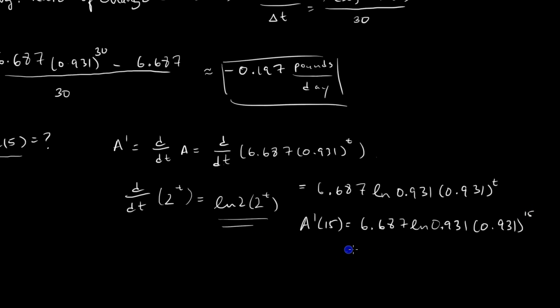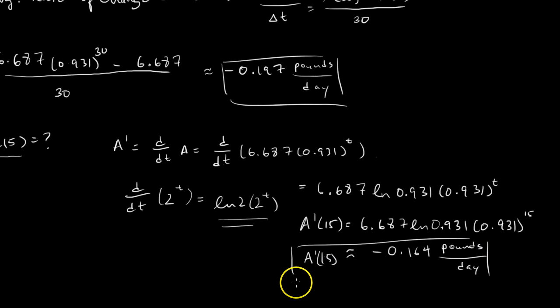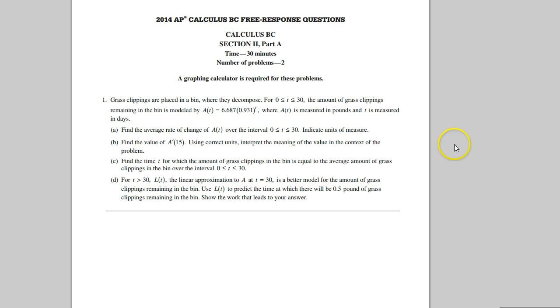And if you punch this into your calculator, what you would get is negative 0.164. And again, remember the units, pounds per day. And this is equal to A prime of 15. Okay? Let me just draw that a little better. Whatever. Okay, and now this is not the end of the question, because they want us to interpret this meaning.